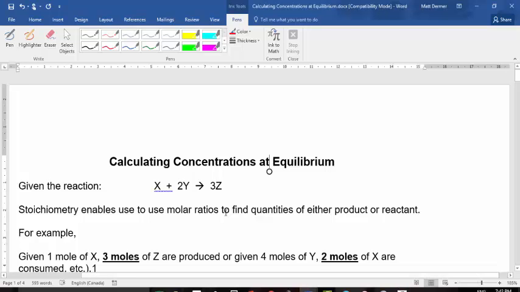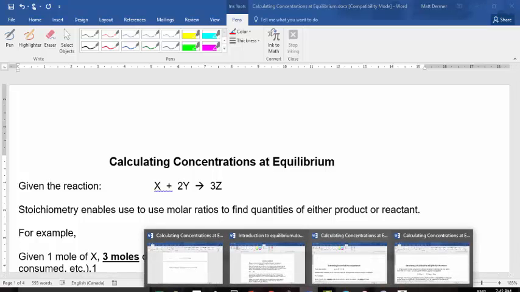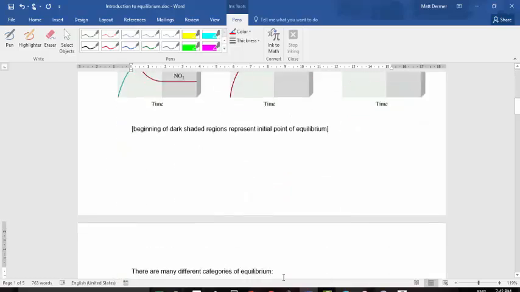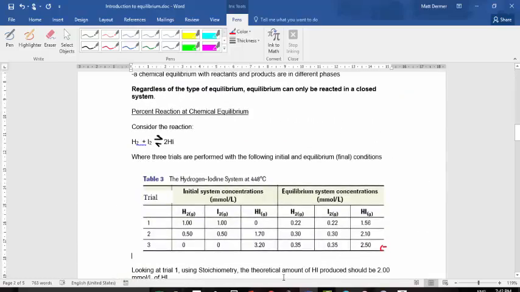In this video, I'm going to show you how to calculate or predict the concentrations of reactants and products when equilibrium is established. Last class, I introduced this idea of equilibrium, and in that lesson, we did an example involving percent reaction. We were looking at hydrogen and iodine coming together to form 2 moles of hydrogen iodide, and we had 3 different trials that had differing amounts of reactants. We noticed that the concentrations of products and reactants when equilibrium was established were a lot different than what we expected based on our stoichiometric calculations.